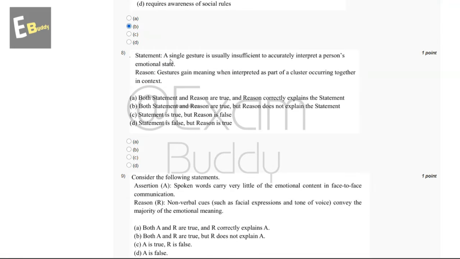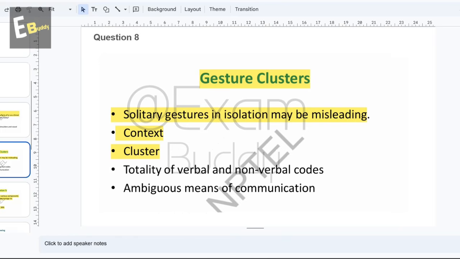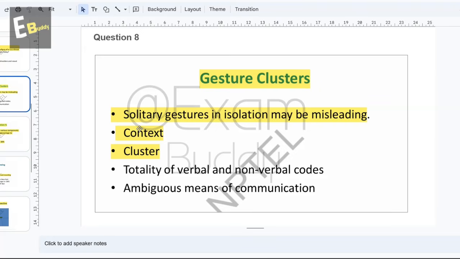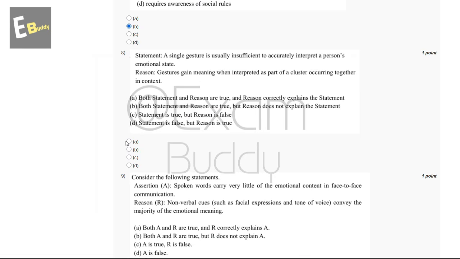Statement: a single gesture is usually insufficient to accurately interpret a person's emotional state. Reason: gestures gain meaning when interpreted as part of a cluster occurring together in context. So these are the options, and now let's check the explanation. So explanation says gesture clusters. Solitary gestures in isolation may be misleading. Context, cluster. So the answer of our eighth question is A. Both statement and reason are true, and reason correctly explains the statement. And now let's go to our question number 9.